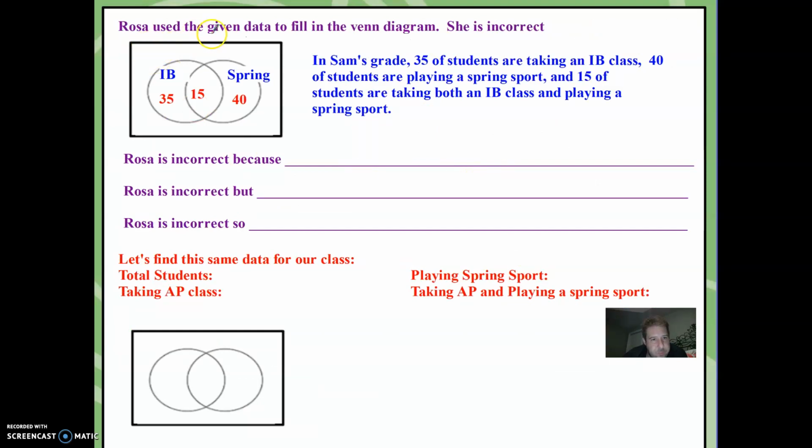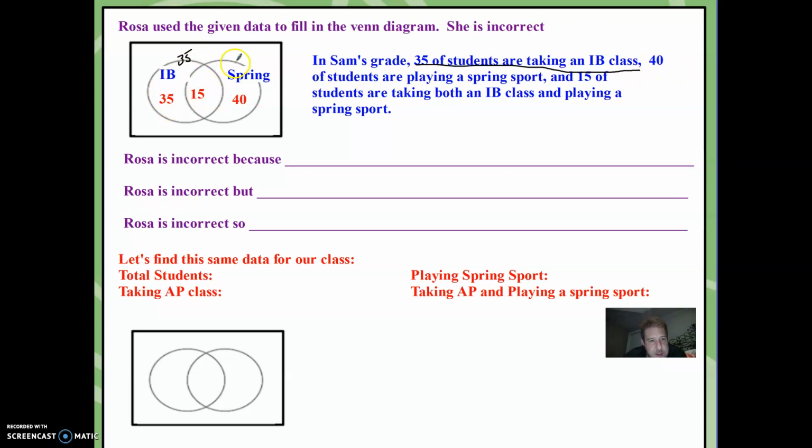Okay, so Rosie is using the given data to fill in the Venn diagram. Is she correct? If you read this closely, you're going to notice that it's not done correctly. 35 of the students are taking IB classes. That 35 should have been everybody in the entire circle, not just the people who are over here. These are people who are taking IB but not playing a spring sport. So it is done incorrectly. You got the correct numbers, but they're not in the correct spot. It should have been 35 minus this number equals this, so whatever's in between.